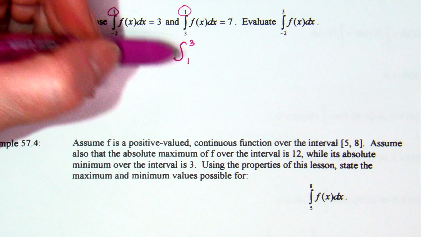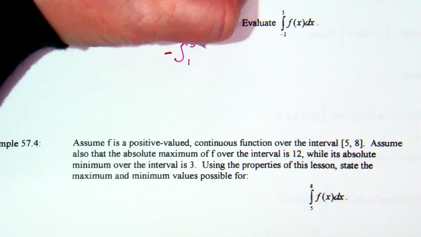how can I flip those? If I make this negative. And so that's equivalent. The integral from 3 to 1 of f is equivalent to the negative of the integral of 1 to 3 of f.